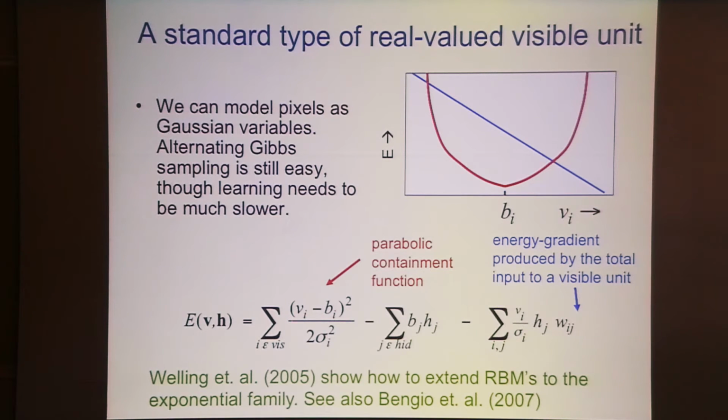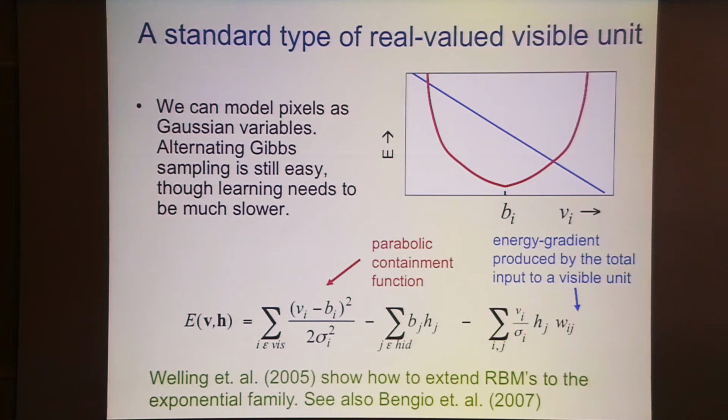That's this term here. And notice there's a plus there. The energy is plus how much the visible unit departs from this mean that it's meant to have, normalized by some variance. Then we have the terms that involve the hidden units. There's the normal bias term for the hidden units that says if you turn on a hidden unit that has a big positive bias, you win, you get low energy. And then there's the interaction between the binary hidden units and the Gaussian visible units. And that interaction term has to be scaled by the standard deviation of this Gaussian containment term.